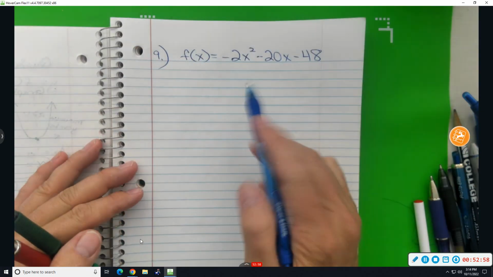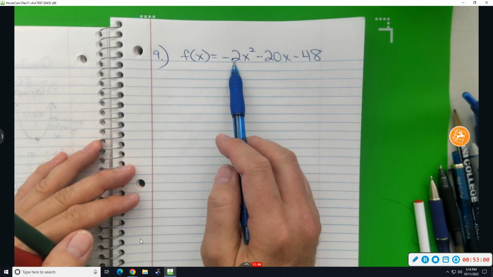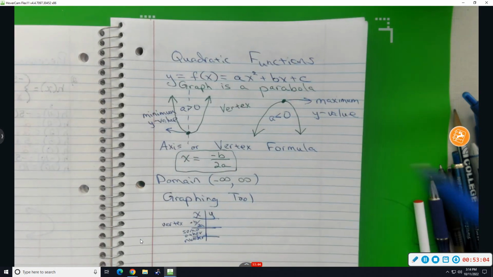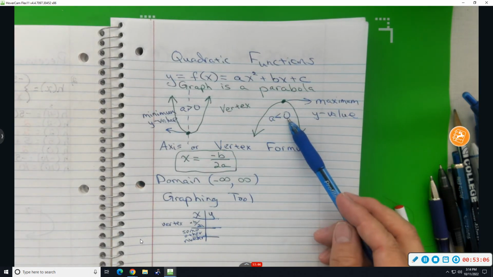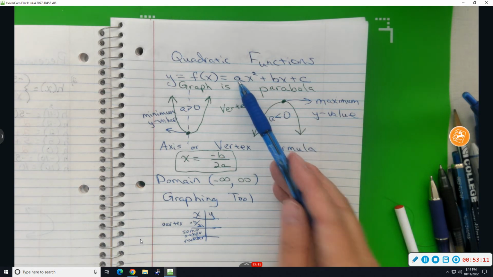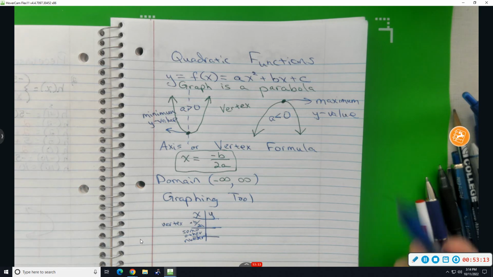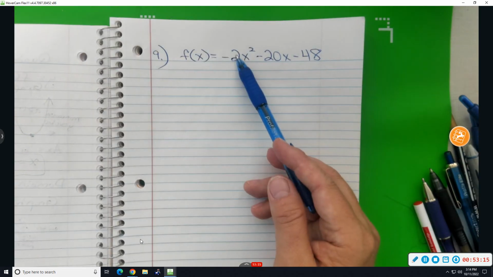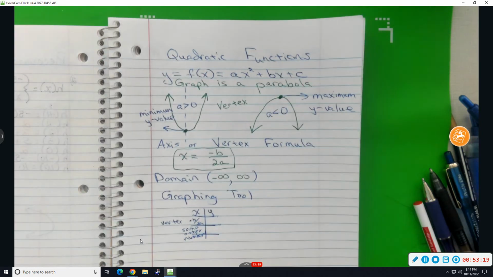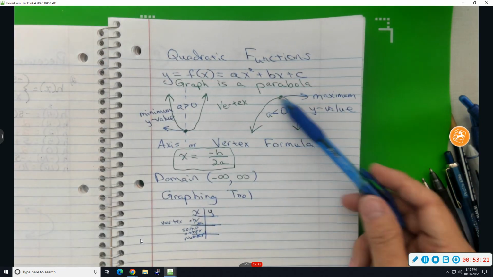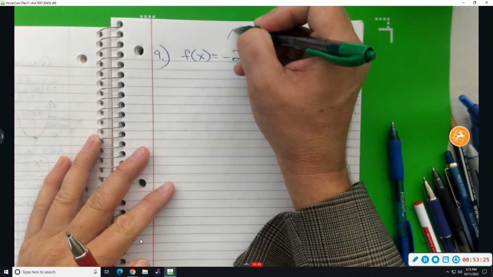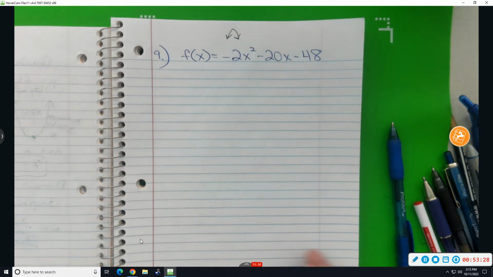So when I look at this function, I have an idea how the graph is going to look. Will it be opening upward, or is it going to open downward? Look at that number in front of x squared. The coefficient of x squared is negative, so what do we conclude about the shape of the graph? It's going to be opening downward. Okay, so I'll make a little note right here. I expect it to look like that when I draw my graph.